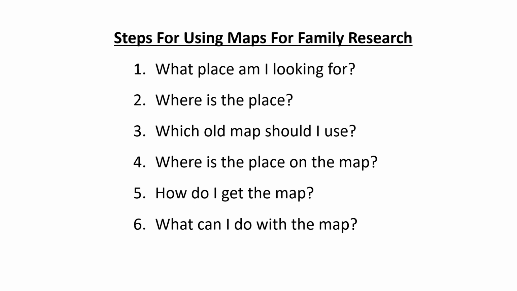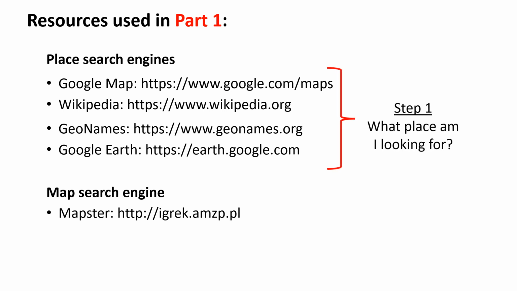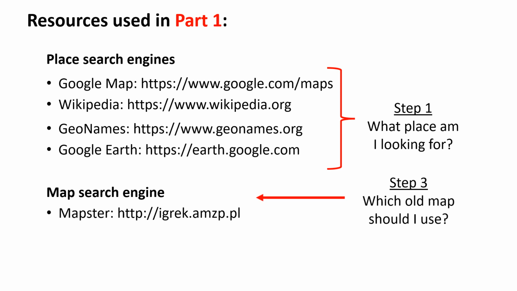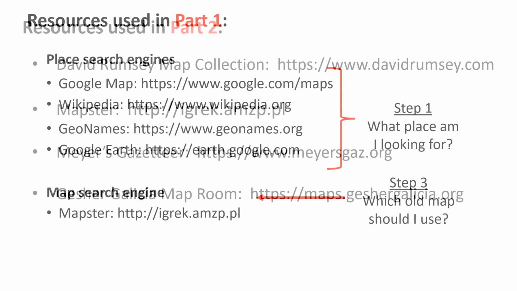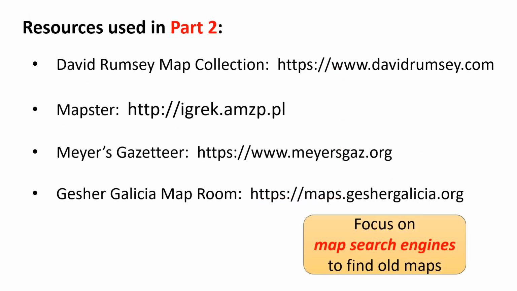As with part 1 in this set of videos, we will be using this 6-step process for using maps for family research. Part 1 in this set of videos focused on place search engines to address step 1 in the 6-step process, and used just one map search engine in step 3 to find an old map. Here in this second video, we focus on 4 map search engines to help us find old maps that can tell us more about our ancestors.